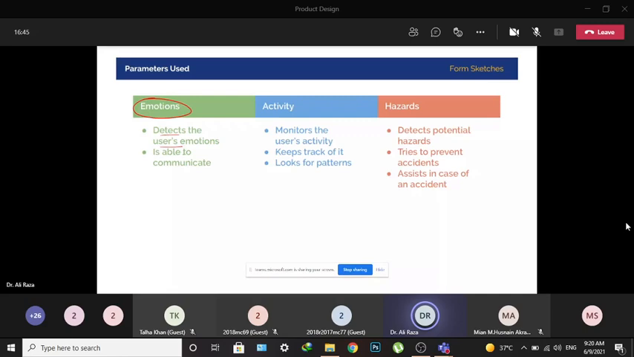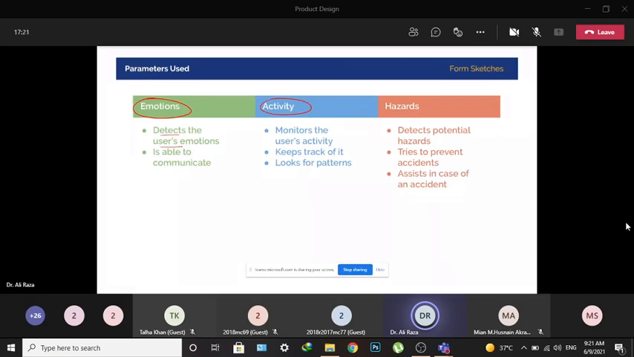Then corresponding to activities, we identified what needs to be done. The robot monitors users' activity, how it moves from one place to the other, what tasks it performs, and so on and so forth. And it needs to keep track of all those activities as well. And then out of those activities, it has to look for patterns. And if anything goes out of the pattern or turns out to be anomalous, it needs to be identified and reported to the doctors.